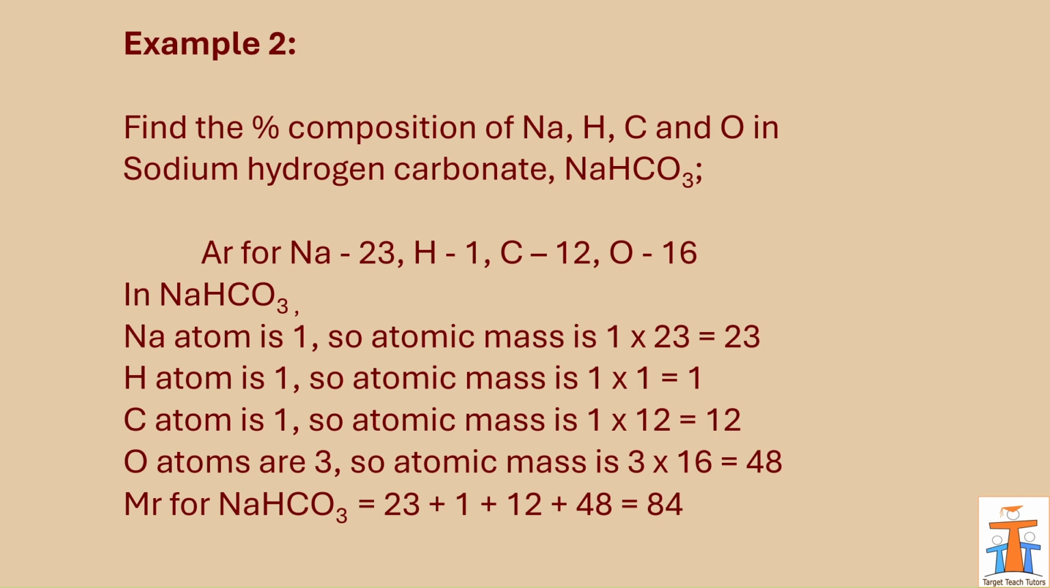In sodium hydrogen carbonate, the sodium atom is 1, so atomic mass is 1 times 23 is equal to 23. The hydrogen atom is 1, so atomic mass is 1 times 1 is equal to 1. The carbon atom is 1, so atomic mass is 1 times 12 is 12. Oxygen atoms are 3, so atomic mass is 3 times 16 is equal to 48. Relative formula mass for sodium hydrogen carbonate is 23 plus 1 plus 12 plus 48 is equal to 84.